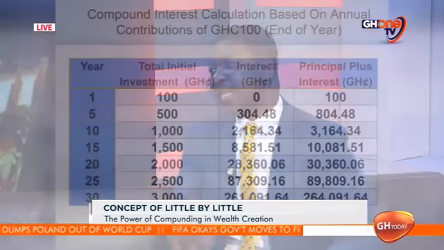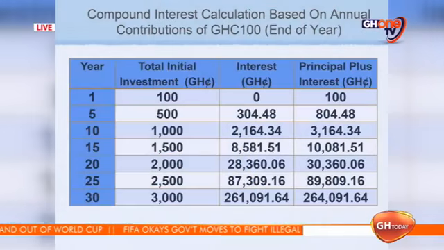In year 30, total amount invested is 3,000. But interest on the 3,000 is 261,000 Ghana cedis. You mean total investment 3,000, not even 30,000? Yes, 3,000. The total investment is 3,000 because it's 100 a year multiplied by 30 years. So we're looking at 3,000. 100 a year multiplied by 10 years is 1,000. 20 years is 2,000. 30 years is 3,000.